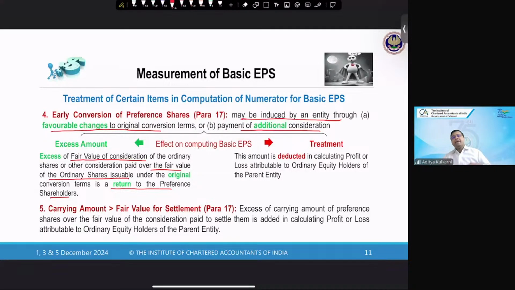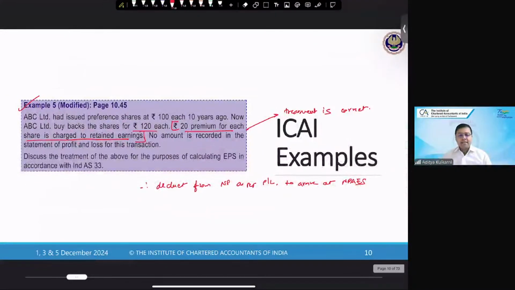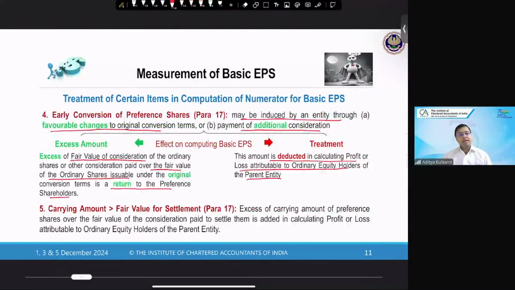Because you are paying them something in excess in the form of a better conversion opportunity, that excess would ordinarily go and sit in securities premium, and therefore it is deducted in calculating profit or loss attributable to ordinary equity holders of the parent entity. Are you okay? Yes, sir. Same as last time, only the previous example was early redemption. Now it is early conversion.